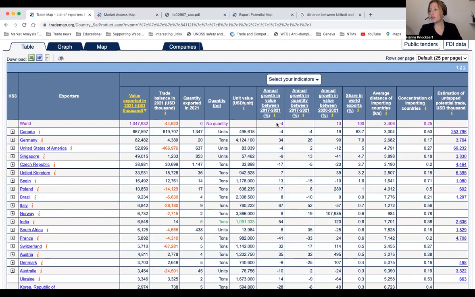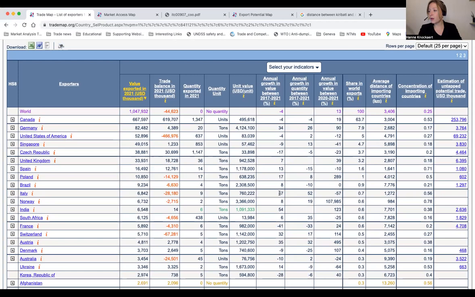So we see that in general, the exports are going down, but some of the largest markets are doing very well, like Germany is growing at 34% on average each year. So they are doing very well in the exports of these turbo propellers. The UK is growing well, Spain, Poland, so a lot of European countries seem to be doing very well. India is growing at 54%. And in the last year, it grew at 123%. So in the last year, some of these countries have been booming, like Germany as well.